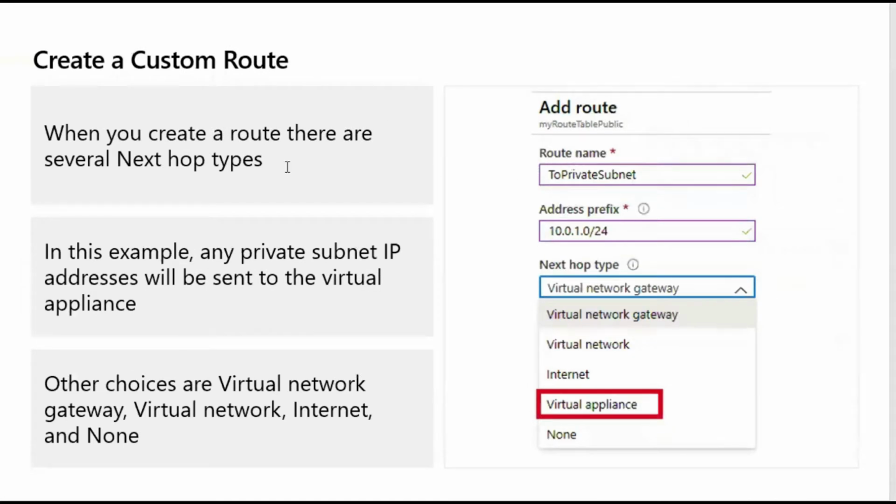How to create a custom route? We need a route name, a particular subnet, and what the next hop will be. We can select either virtual network gateway, virtual network, internet, or virtual appliance. When you create a route, there are several next hop types. In this example, any private subnet IP address will be sent to the virtual appliance. Other choices are virtual network gateway, virtual network, internet, and none. So when you add the route, you'll be able to specify the next hop.